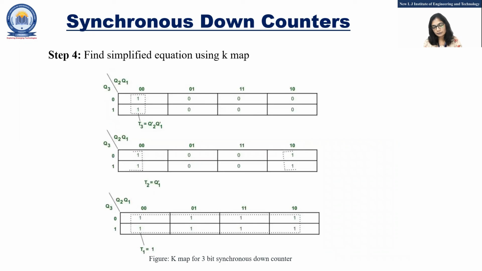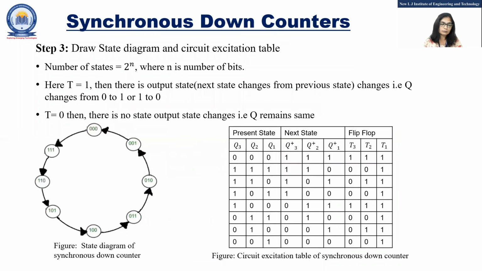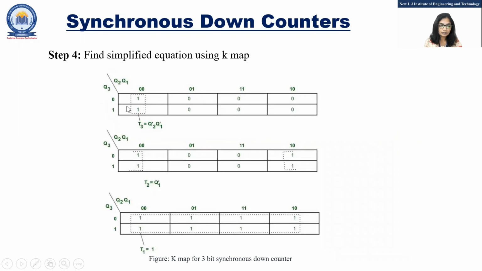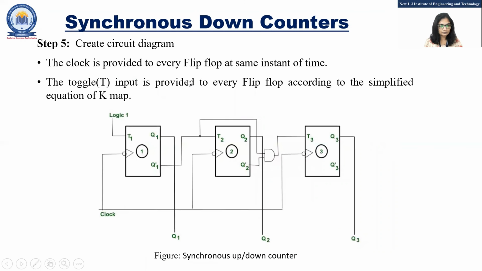Now step 4, find the logic equation from the K-map. So we'll draw the K-map from this table for T3, T2 and T1. You can see here, this is what T3, T2 and T1. By solving this K-map, we will get T3 is equal to Q2 dash and Q1 dash, T2 is equal to Q1 dash, and T1 is equal to 1. You know, we have already discussed in the previous video how to write the Boolean equation from this K-map.